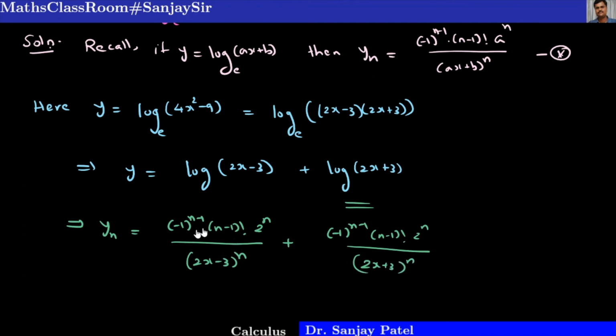You can take this outside and write 1 upon 2x minus 3 raised to n. Otherwise, this is fine. So this way we'll solve different problems based on, say, the 1 upon ax plus b formula, then log of ax plus b, and also ax plus b raised to any rational or irrational powers. Okay. In the next lecture, we are going to solve problems based on some trigonometric functions and the derivative formula. Thank you.